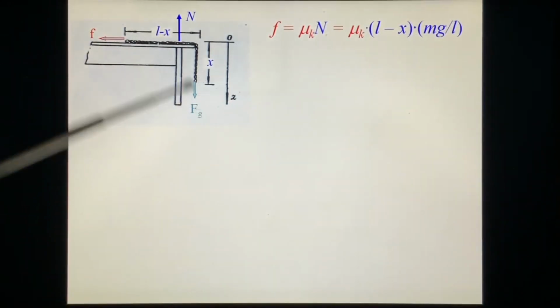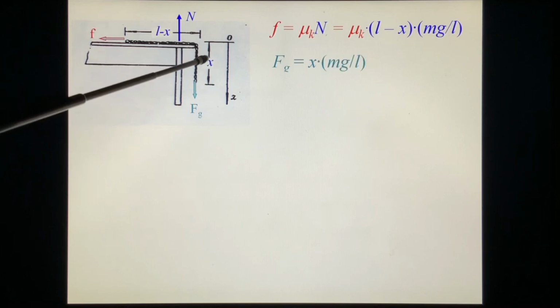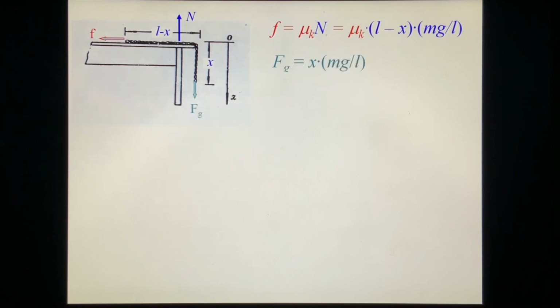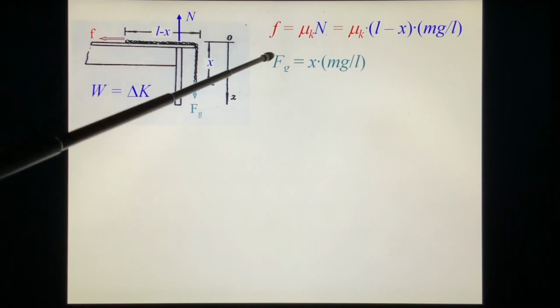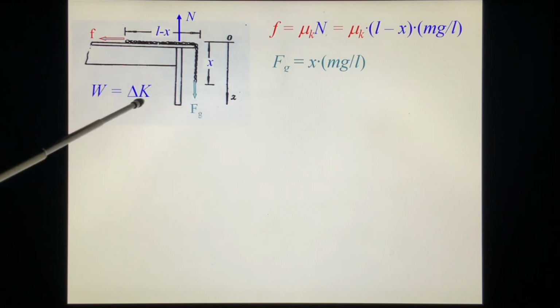And look at this gravitational force. It depends on the part of chain hanging this way. And this is x multiplied by the weight density, total weight by total length. We want to find the velocity when it just leaves the table. What we do, we have to use the work kinetic energy theorem. If we can find the total work done by these two forces on the chain at the end situation, we can find the delta K. So we can find the v.